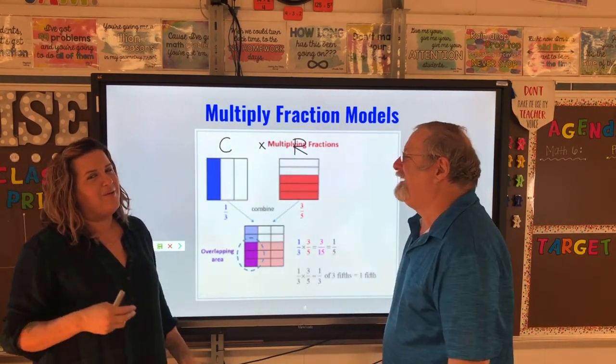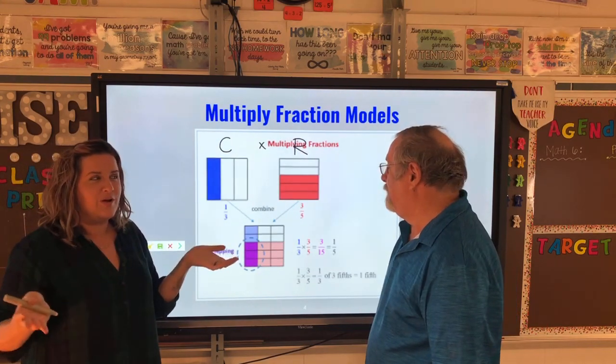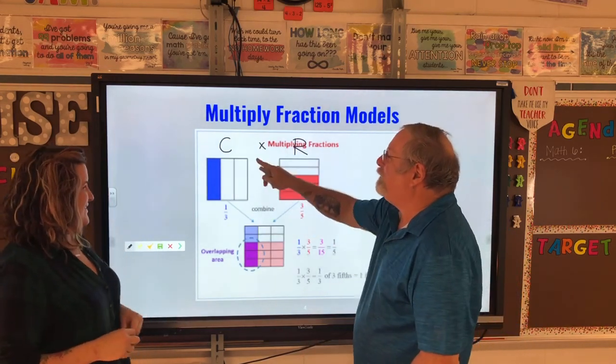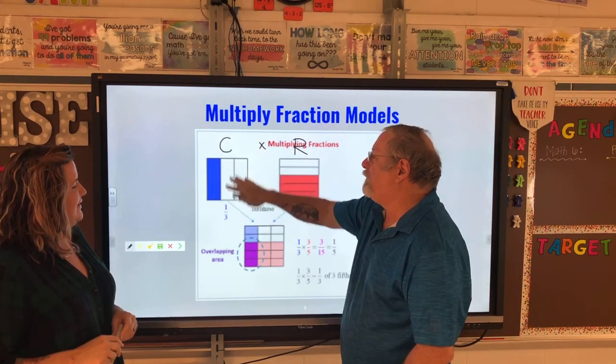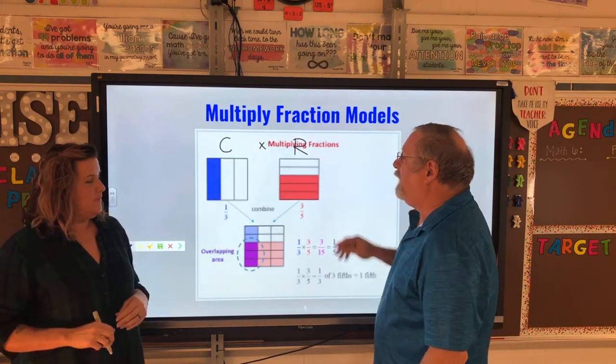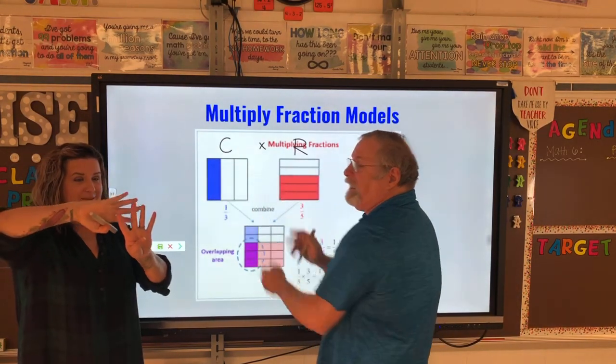I always do rows times columns, but it's okay. You can do rows times columns or columns times rows. It's called the commutative property of multiplication. So this is 1/3 and it's done in columns. This is 3/5, done in rows. And then the model is just when you take these two things and push them together.